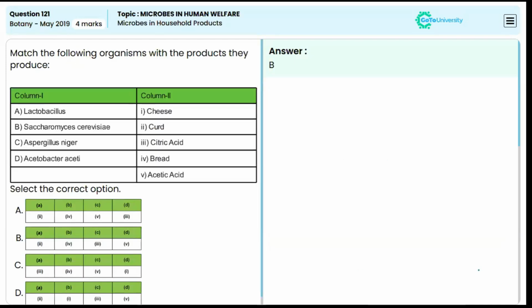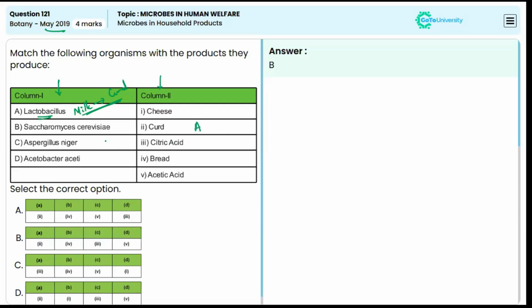Now, moving to the next question from May 2019. In one column, you have the organisms and in the second column, you have the products produced by the organism. So, first one is Lactobacillus. You can connect it, right? From milk to curd formation, we discussed that. So, Lactobacillus is used in curd formation.